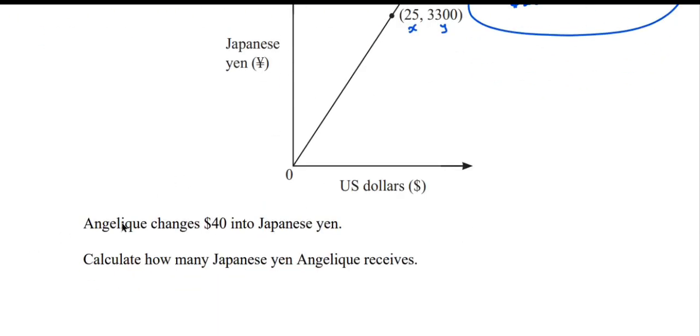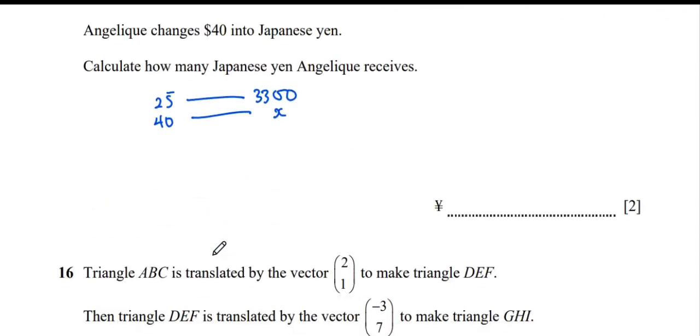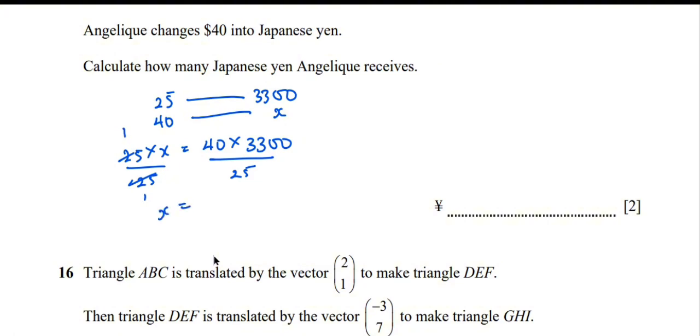We're going to use what we have here to solve that problem. So we have 25 giving us 3300. When you now have 40, you call it X. This is a proportional problem, so cross multiply. 25 times X equals 40 times 3300. When you divide by 25 here, you divide by 25 here, and this gives you 1, and this gives you 1. So you have X equals, when you do this calculation, 5 here, 8 here.